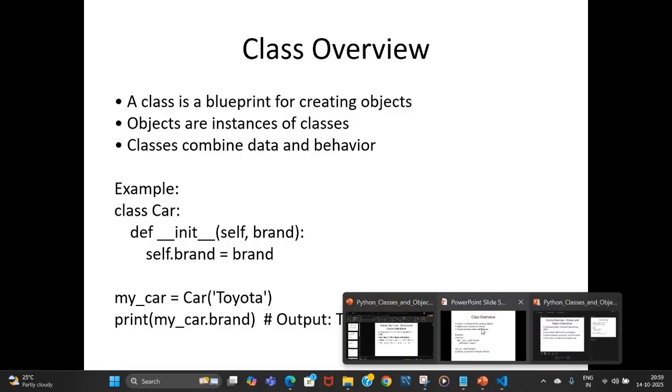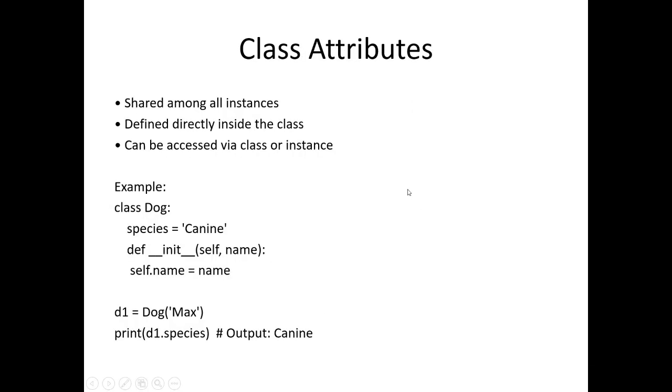So let's go to our next slide. Here is class attributes. Class attributes are variables that are shared across all objects of a particular class. They are defined directly inside a class, not inside the constructor. For example, every dog might belong to a particular species. No matter how many dog objects we create, they'll all share that same attribute. Let's see an example of this to understand it better.